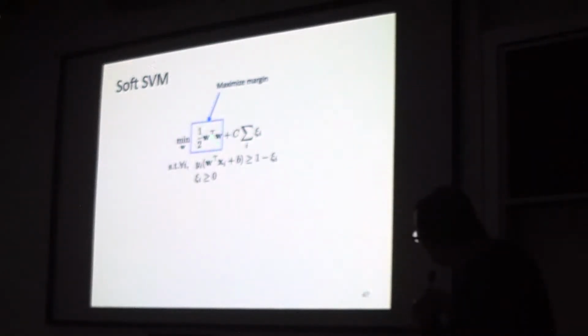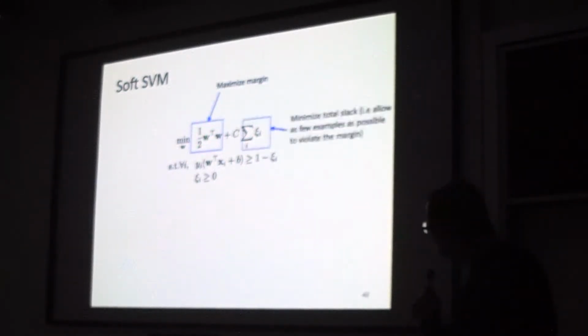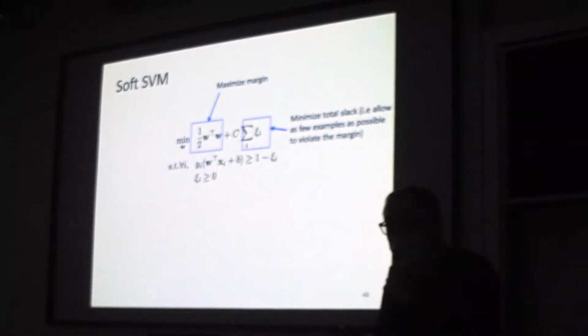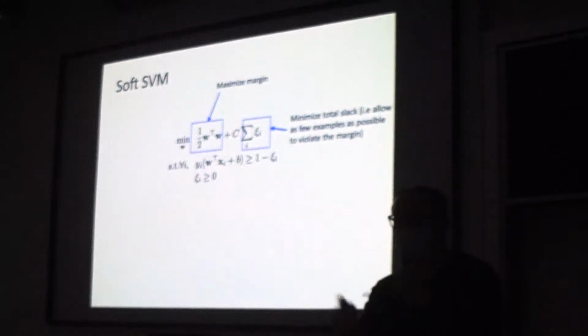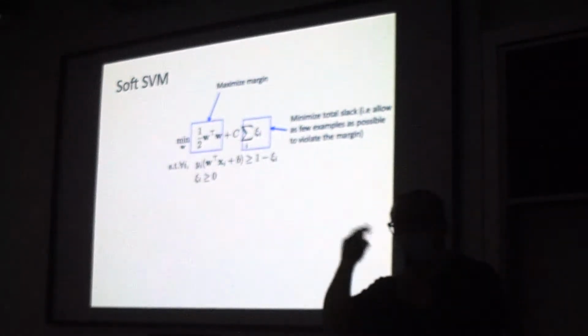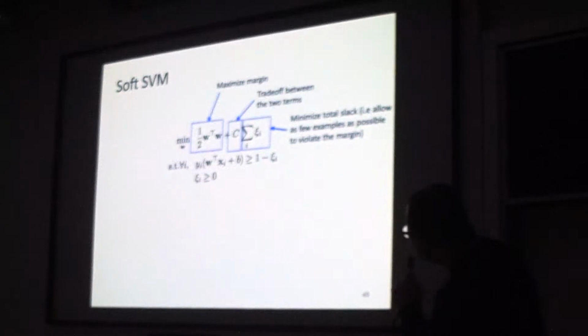So the first term, the square norm of W multiplied with half, is equivalent to a maximized margin. The second term is to minimize the total slack variables. Right? So the minimization of the summation of these slack variables indicates that we do not want to exclude many examples to search for the max margin classifiers. Instead, we want to exclude as few examples as possible to evaluate the margin, meaning that I want my training error to be as small as possible. At the same time, I want to maximize margin.